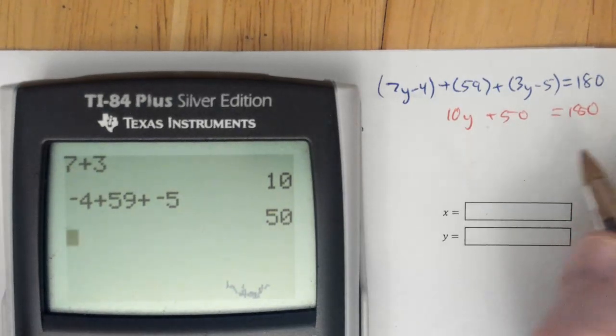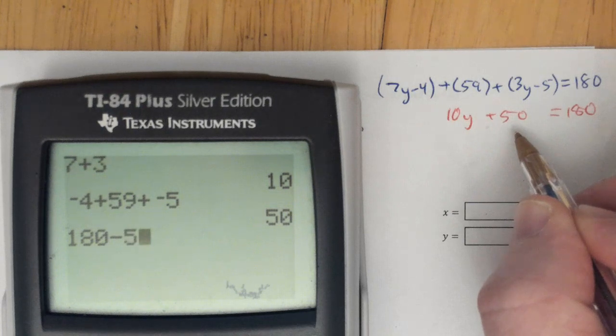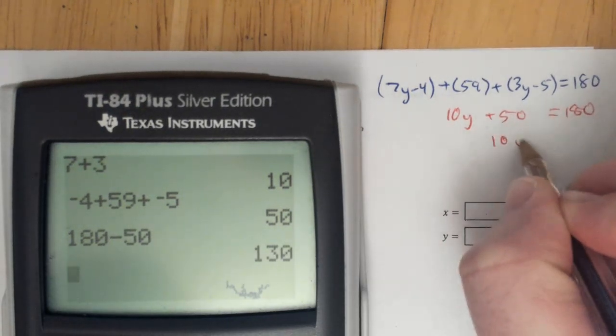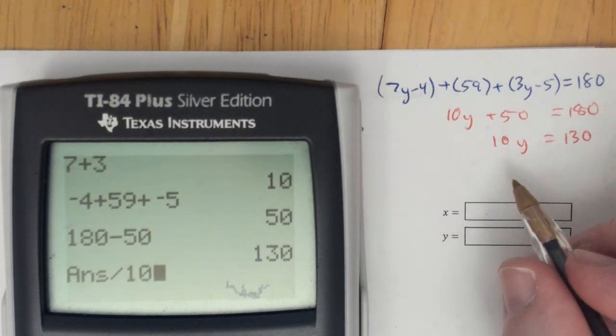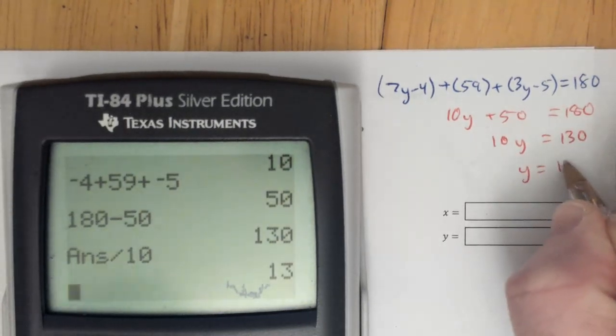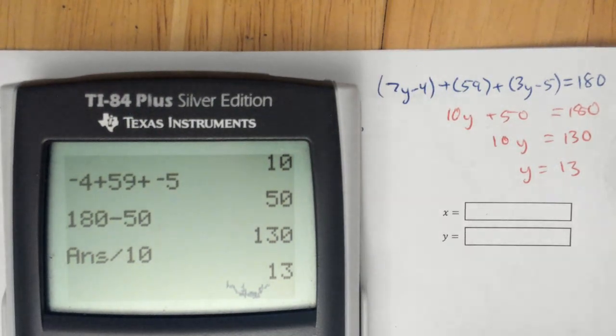All right, we're trying to get y by itself. So we're going to take the 180, we're going to subtract that 50, and we get 10y is equal to 130. And now we're going to divide by 10, and we pop out with y equals 13. Excellent. So y is 13. We're not done.